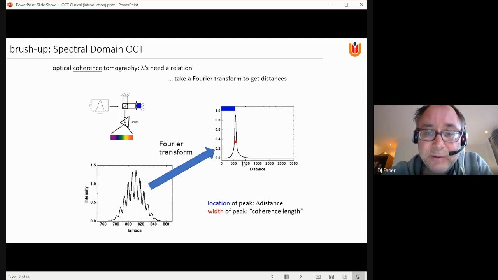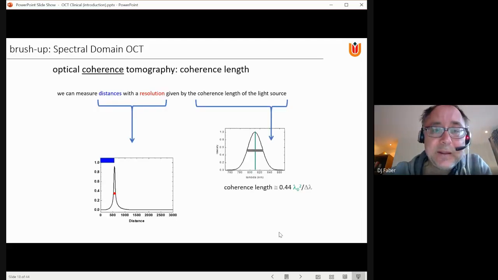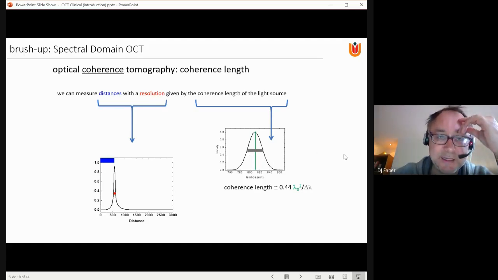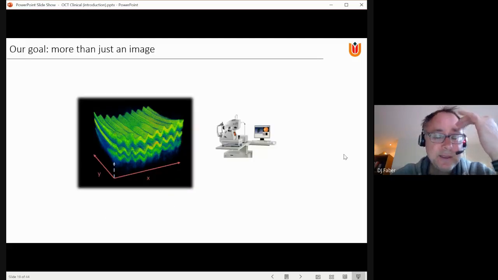And then again, the width of that peak is still related to the width of the optical spectrum, so it is still related to the coherence length. Again, in summary, you can measure distances, let's say the blue part, with a resolution given by the width of this peak. That resolution is given by the coherence length of the light source, and the coherence length is related to the full width at half maximum of the light source.